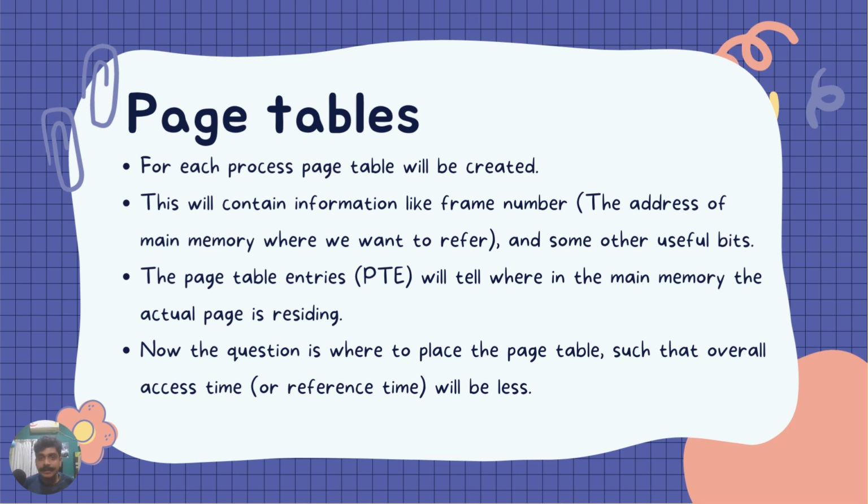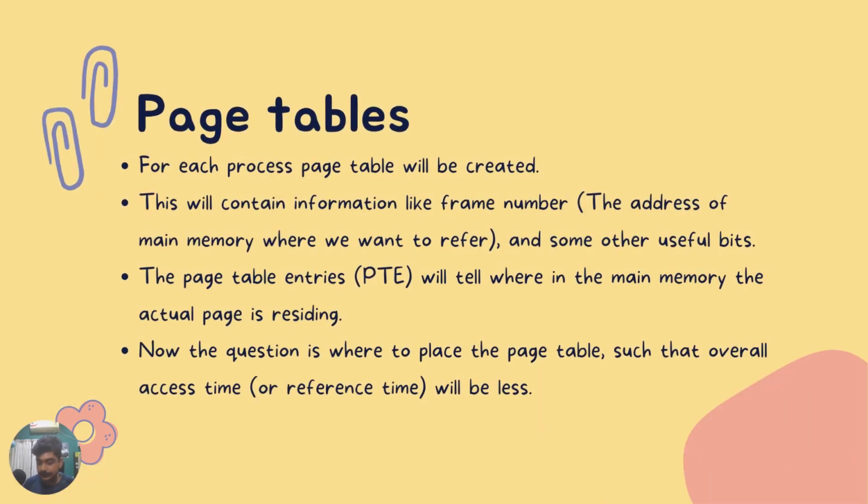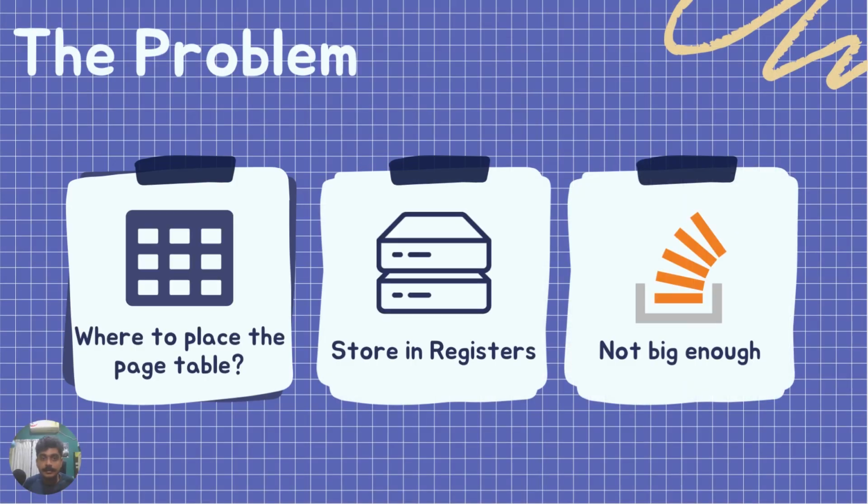One must keep in mind that the page table itself is invented to make the retrieval process quicker. So we cannot place the page table in a less efficient storage space like the secondary storage, or somewhere where it is inefficient or takes a lot of time to retrieve. It needs to be placed in a very efficient storage space. So that is where we get the question now, where to place the page table such that the overall access time or reference time is very less. That is where we come up with the problem, where to place the page table.